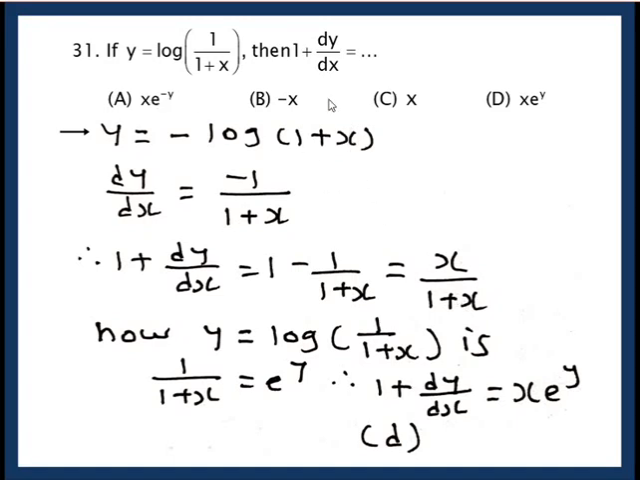Now this option is not there. So again I go back to the original. y equal to log of 1 upon 1 plus x to the base e. So what is 1 upon 1 plus x? e raised to y. You should know two forms, index form and logarithmic form. These are equivalent forms. So this is in logarithmic form. I have written the same in index form. Now replace 1 upon 1 plus x by e raised to y. So that gives me 1 plus dy dx equal to 1 upon 1 plus x is e raised to y. So it is x into e raised to y. I think this is given in D. Yes. The correct option is D.